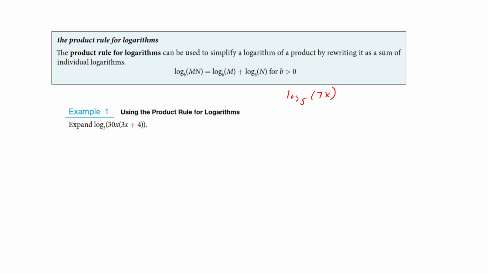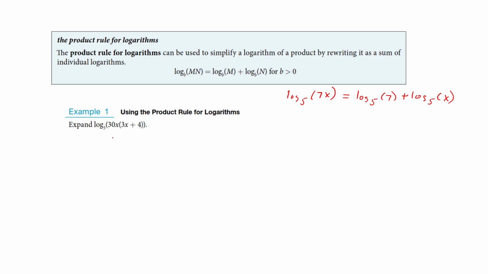Well, the point is, and I have an activity to try to show this, if two things are being multiplied inside of a log, it turns out that they're the same if you turn it into two separate logs that are being added. So log base 5 of 7x can be turned into log base 5 of 7 plus log base 5 of x.